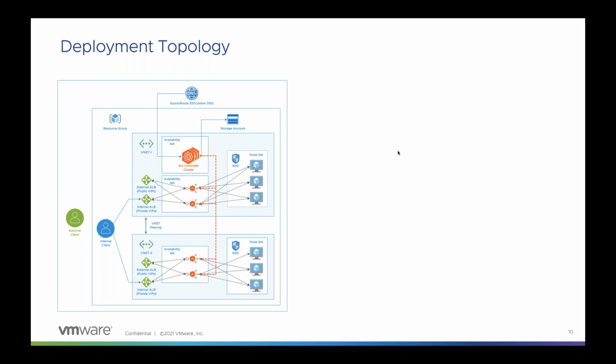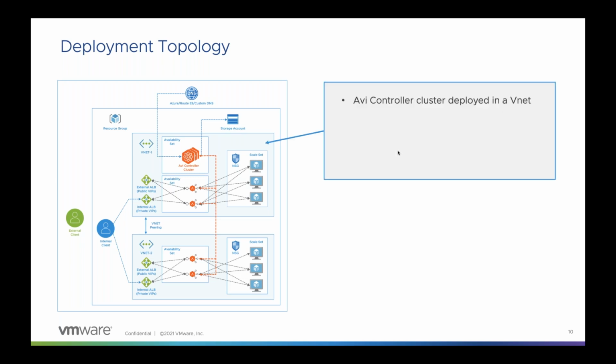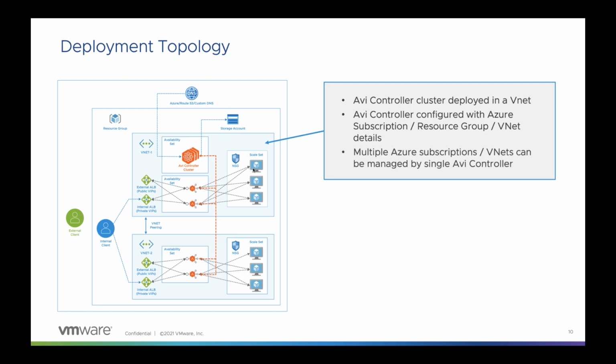A look at how the deployment looks. We do have a couple of other solution briefs as well, where we go into the details. But in this case, I have the Avi controller cluster, which is deployed in a single VNet. And I'm showing multiple VNets and resource groups over here, just to showcase the fact that the same controller cluster can handle multiple virtual networks, multiple environments. For example, if you have a hub and spoke topology, you could use that as well, with the same controller. It doesn't have to be one controller per environment.